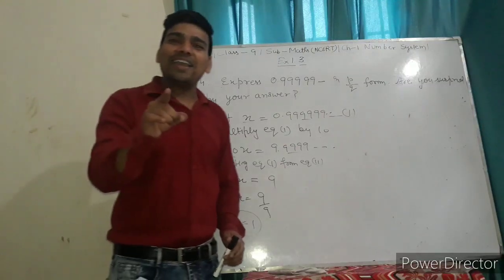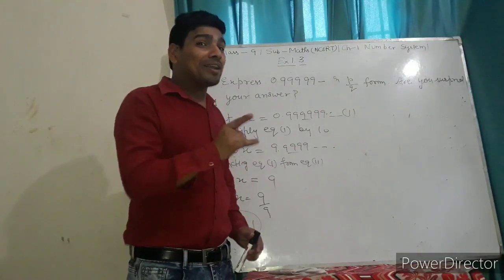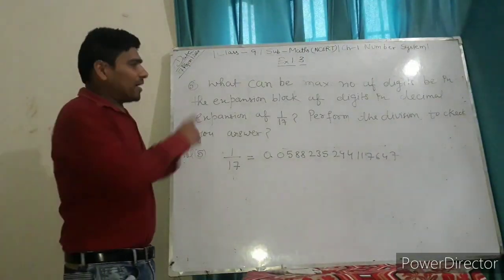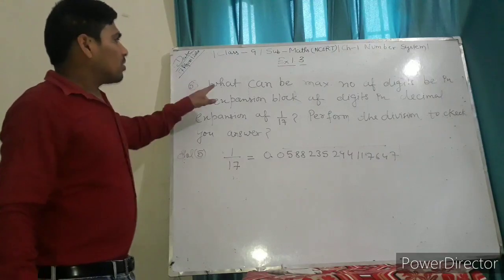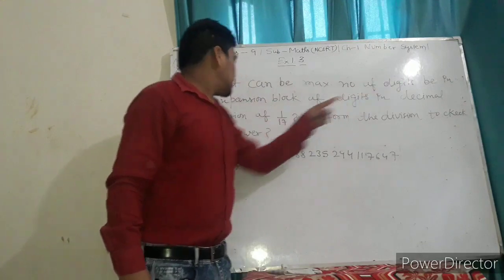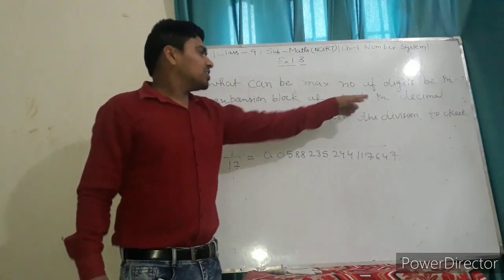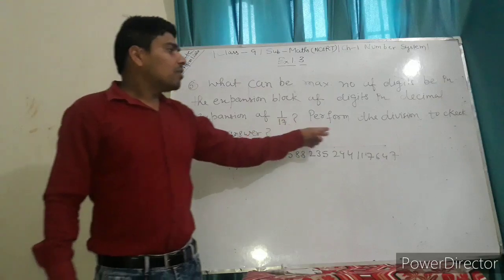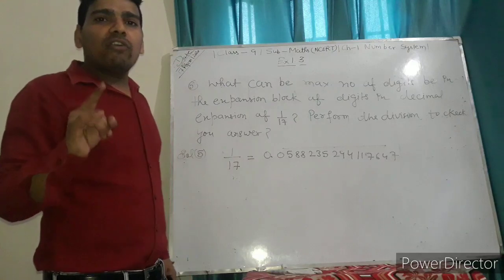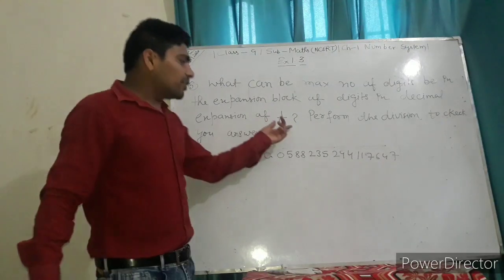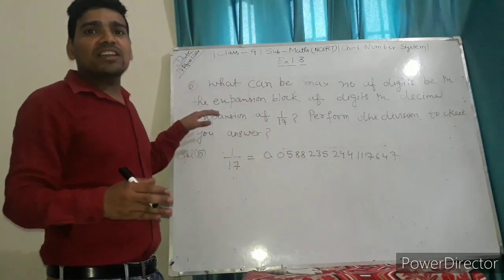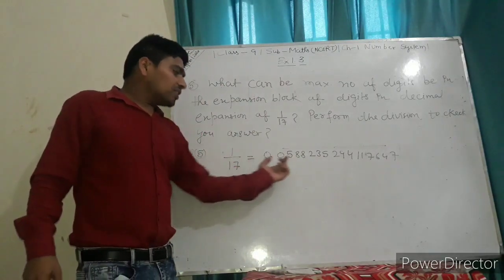Okay, student, I am again available with the next sum in front of you. I am here with the fifth sum of exercise 1.3. The sum is asking what can be the maximum number of digits in the repeating block of the decimal expansion of 1 upon 17. Perform the division to check your answer. Okay student, you have to perform the long division here. I am not showing it because the sum will be definitely lengthy, so I have already written the quotient here.